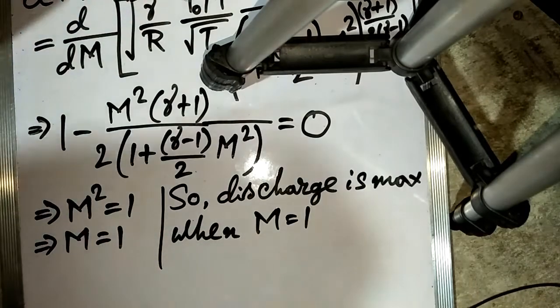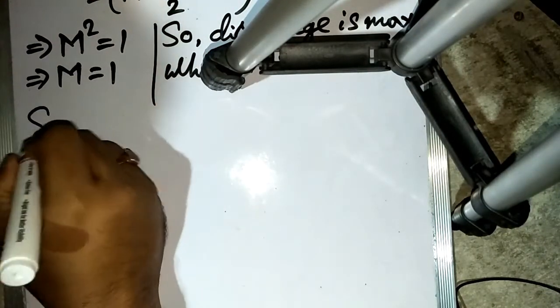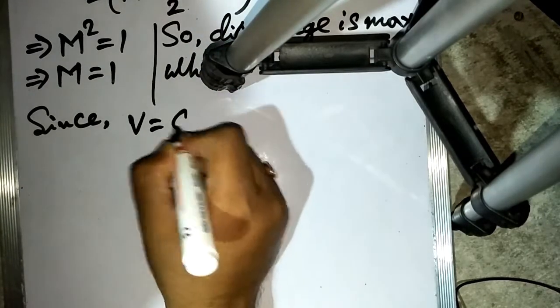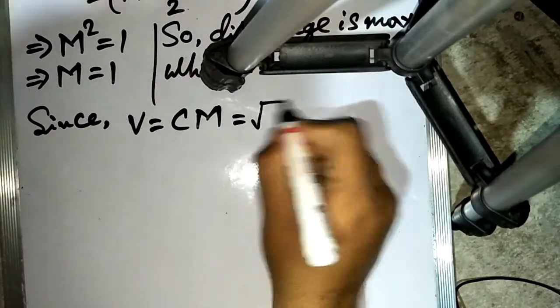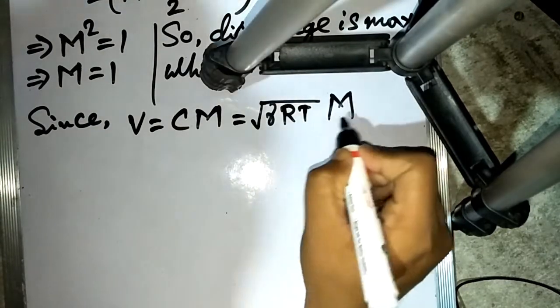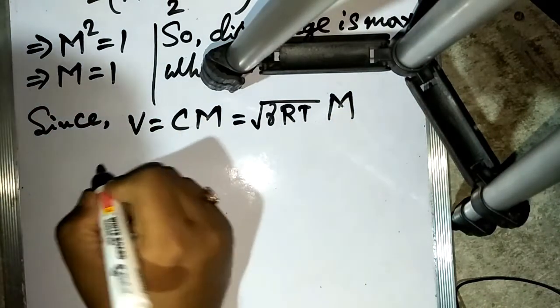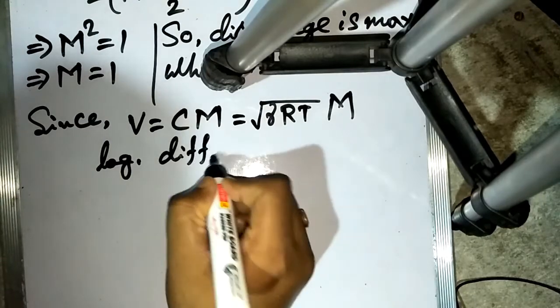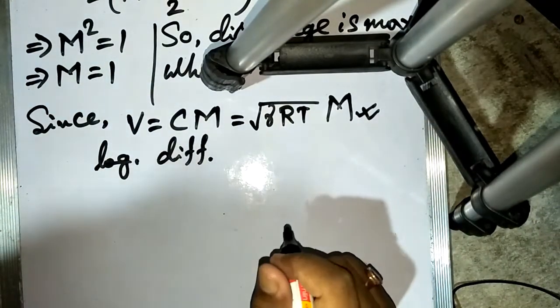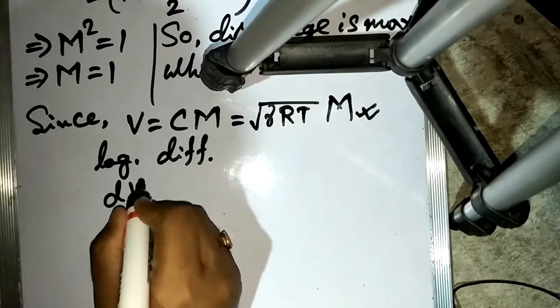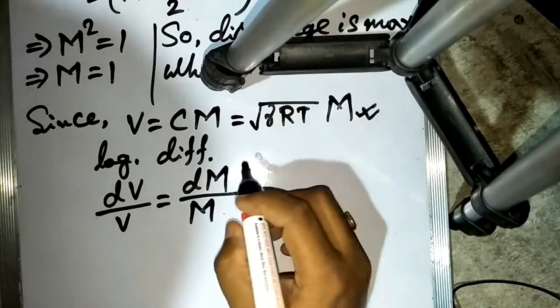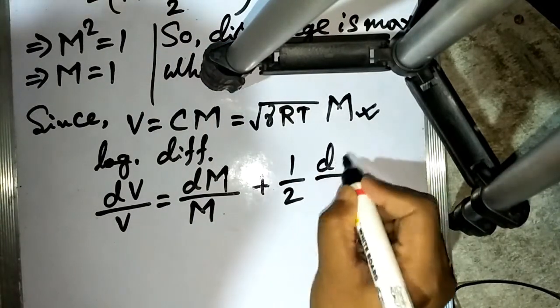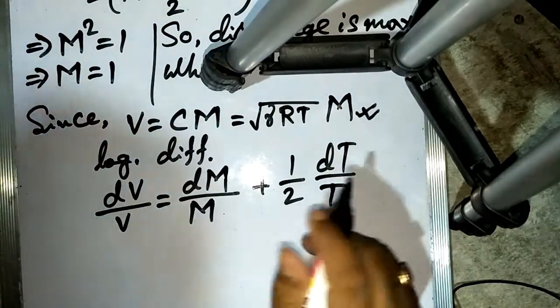Okay, and since the value of V equals C into M, we know that this is equal to root over γRT into M. Okay, and by logarithmic differentiation of this equation, we get dV/V = dM/M + half of dT/T. Okay, we get this sort of equation.